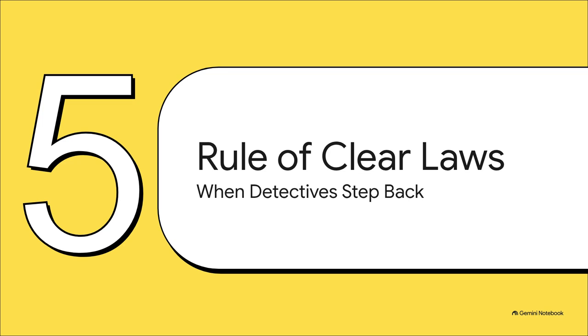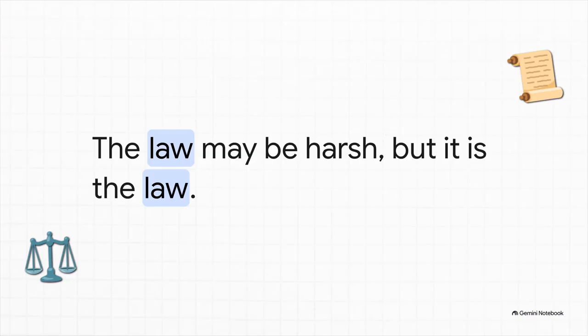All right, part 5, the rule of clear laws, when the detective steps back. This is where things get really interesting. What happens when the law is perfectly clear? The rule of verba legis kicks in. If the law is unequivocal, the court has no alternative but to apply it, period. It all boils down to that famous Latin maxim, dura lex sed lex. The law may be harsh, but it is the law. No detective work needed, and no rewriting it just because a judge personally dislikes the outcome.